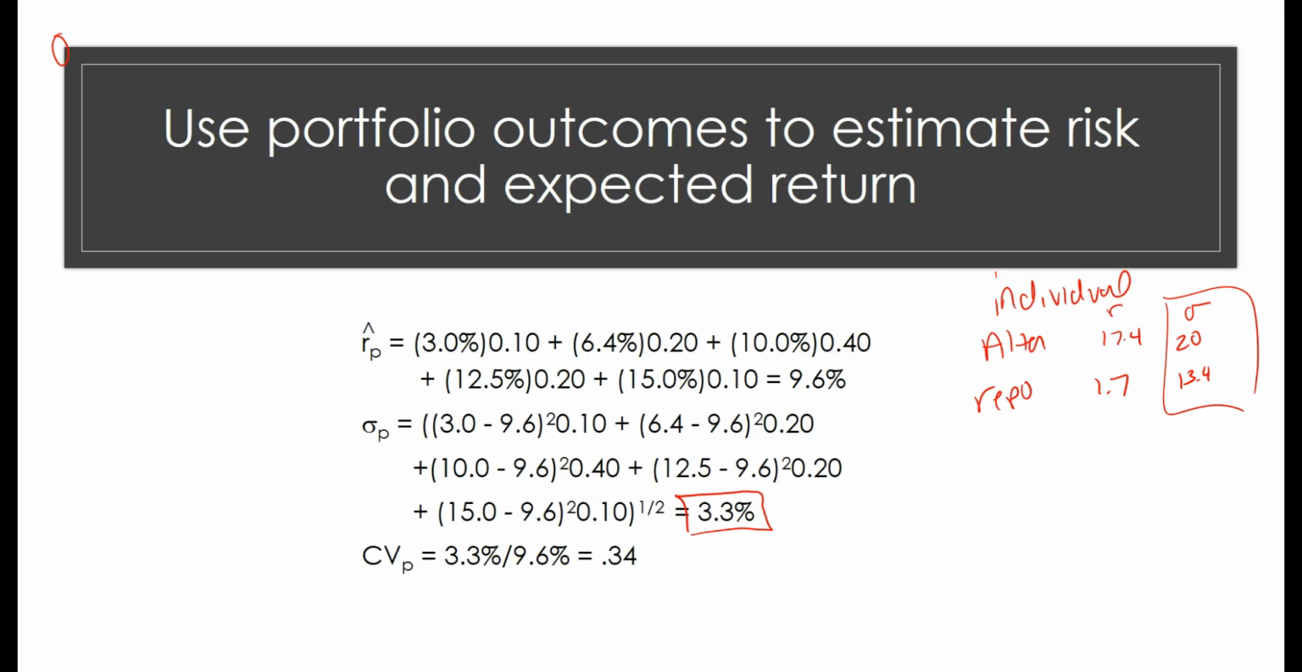That's because these two assets are negatively correlated. So when Alta is doing well, Repo is doing poorly. When Repo is doing well, Alta is doing poorly. So they're negatively correlated, so they're canceling out the risk of each other. An asset that's held as a portfolio is less risky than the same asset held in isolation. Most financial assets are held as a part of a portfolio.